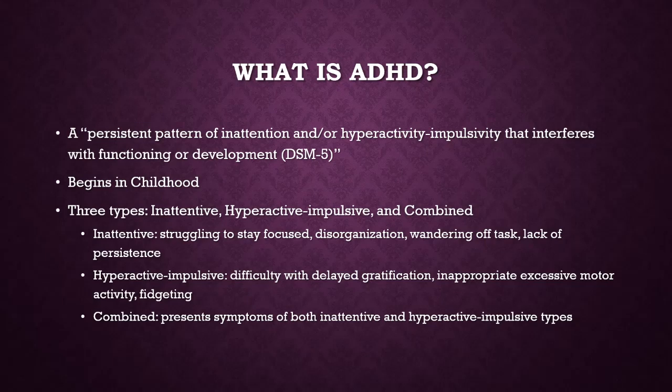The hyperactive impulsive type are going to deal with symptoms like difficulty with delaying gratification, inappropriate excessive motor activity, and fidgeting. These are going to be the kids who are struggling to just stay in their seat, possibly kicking the person in front of them, fidgeting all the time, messing with everything that's near them, having to get up in the middle of class, or doing homework. The combined type deals with symptoms of both: those who can't focus but also can't sit still in a more typical manner.